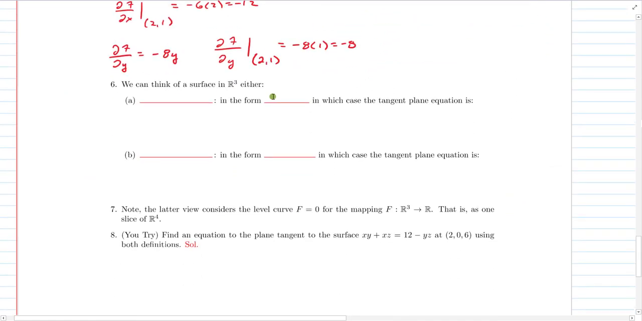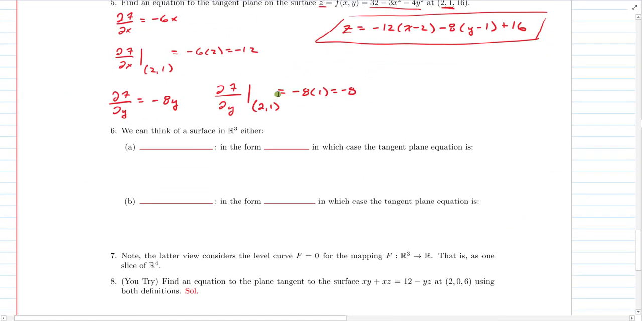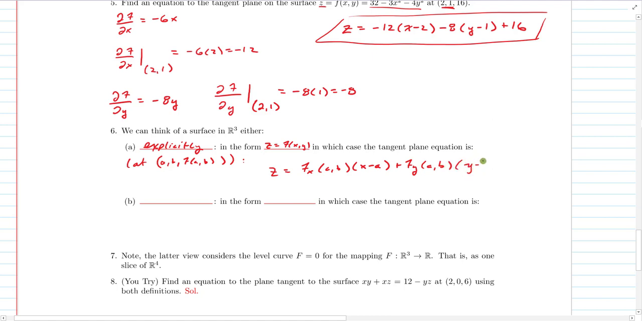So just to summarize what we've learned here, folks, we've got two different definitions of a tangent plane. And if we think of the surface explicitly in the form z equals f of (x, y), then the equation of the tangent plane at the point (a, b, f(a, b)) is given by z equals f_x(a, b) times (x minus a), plus f_y(a, b) times (y minus b), plus f(a, b).